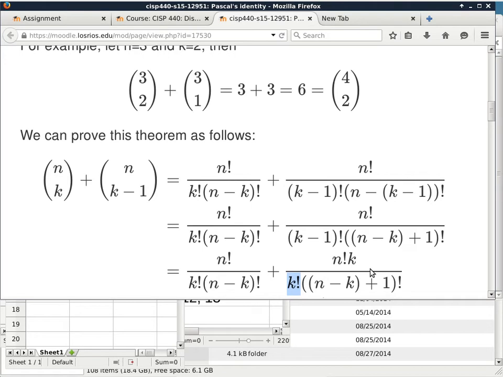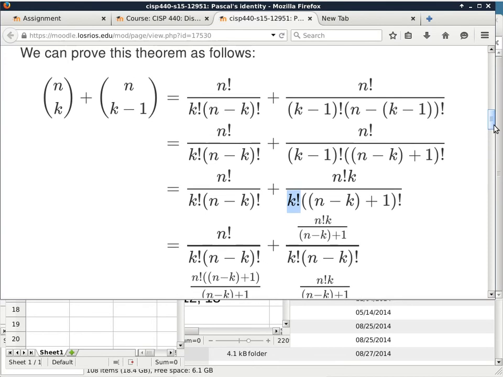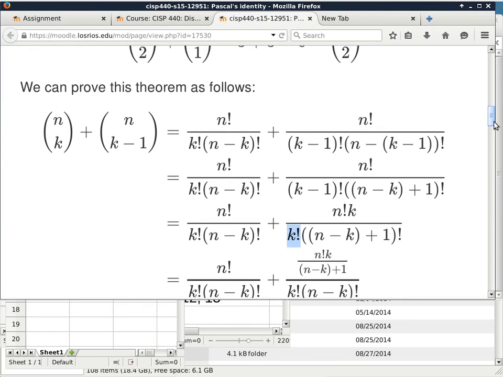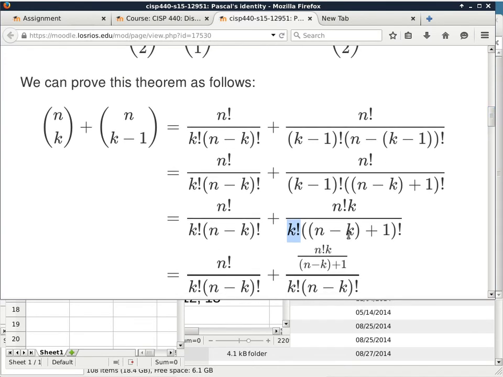Okay. And then after this, what we do is this one here. In this particular step, I'm transforming the n minus k plus 1 factorial to just n minus k factorial by dividing n minus k plus 1 from both the numerator and the denominator.